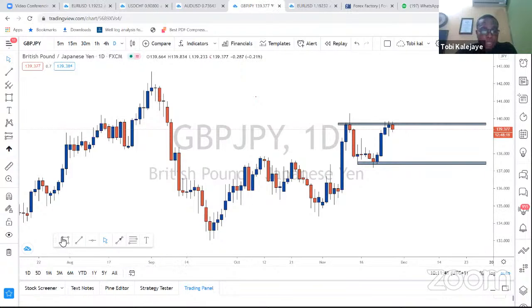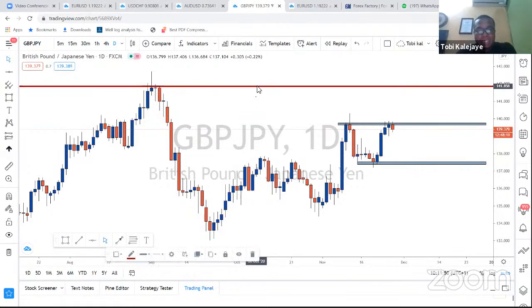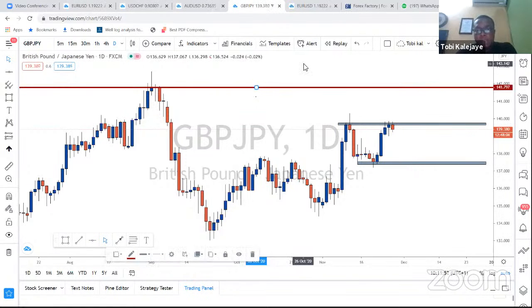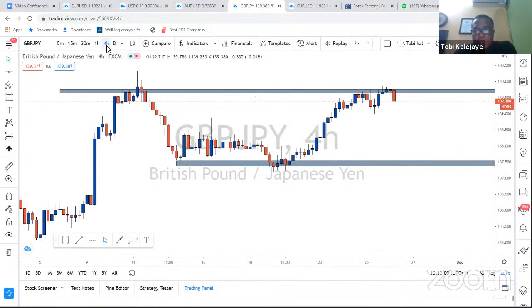I don't want to assume that we cannot have a push to the upside. So let me just put this here to know where to expect price in case it breaks to the upside. This one is just going to be there. So let's go to each one. All right, good.